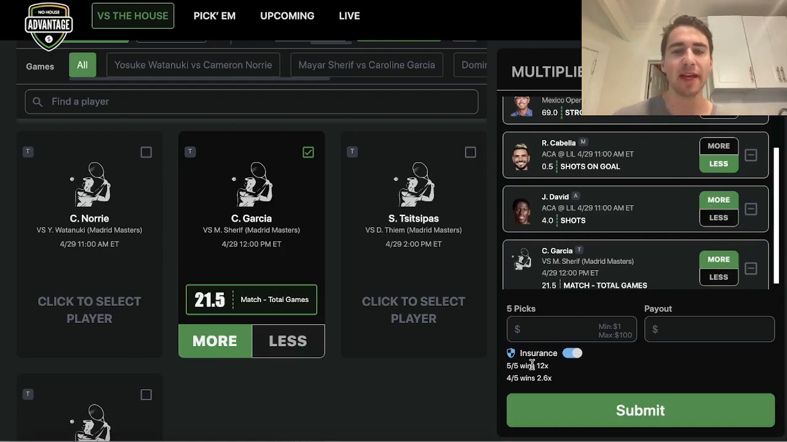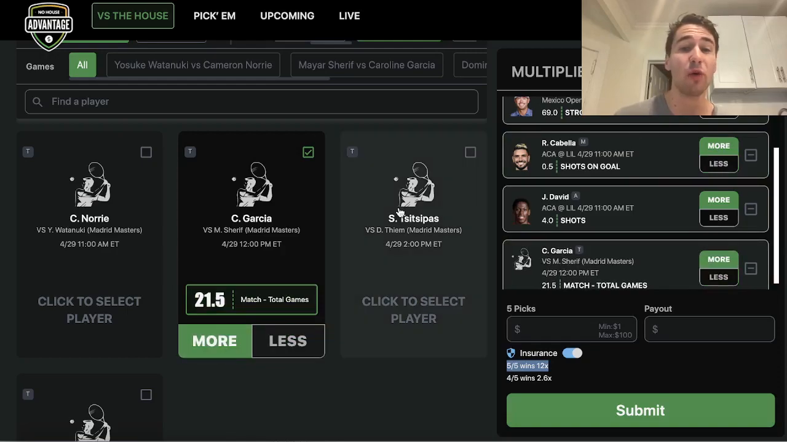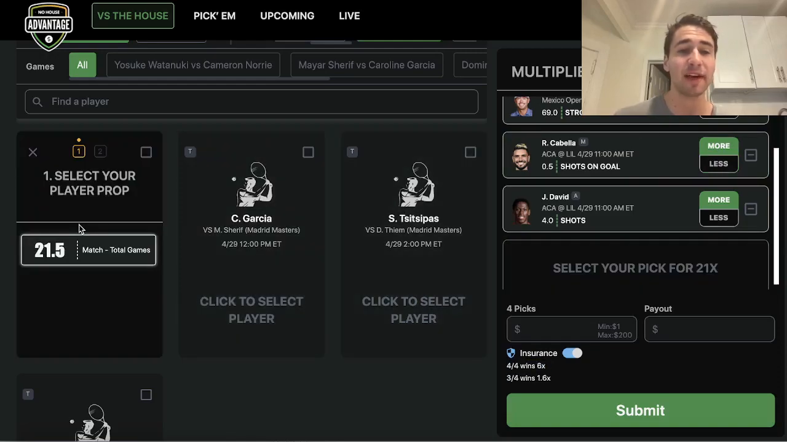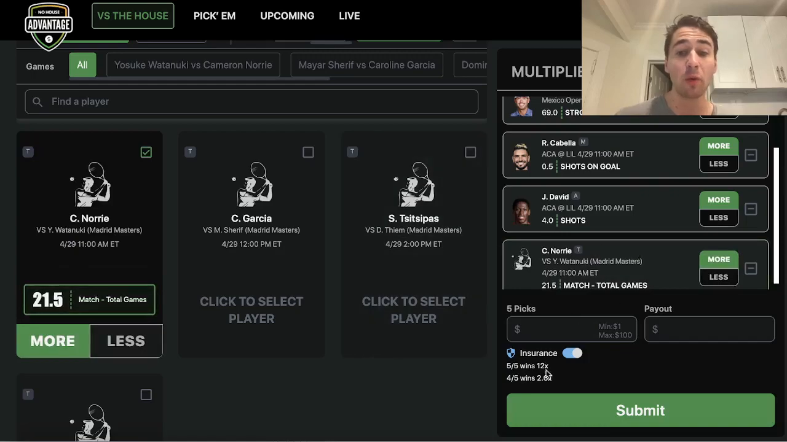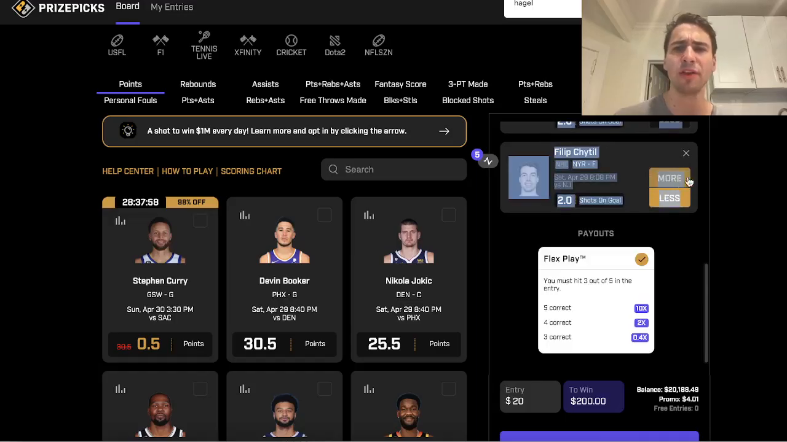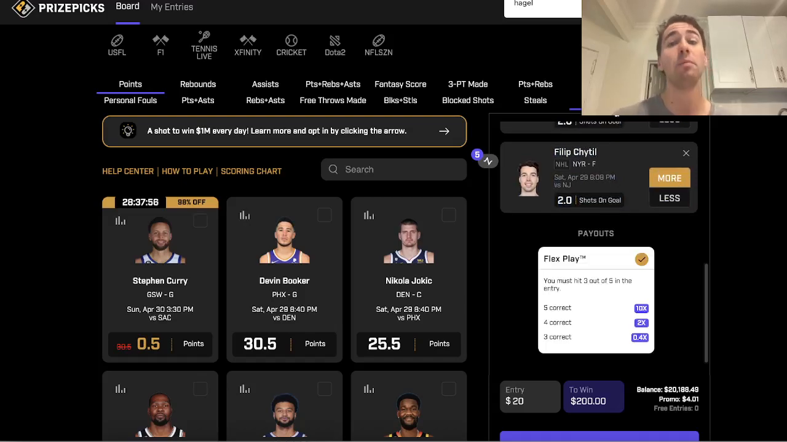So on No House Advantage, if you go 5 for 5, you get a 12x payout. If you go 4 for 5, you get a 2.6x payout. Right? These payouts are fixed. Doesn't matter if I take unders, overs, we're always getting the same payout. Doesn't matter if I switch this for a different pick, we're always getting the exact same payout. And PrizePicks works in the same way, so both of these are fixed payout platforms.